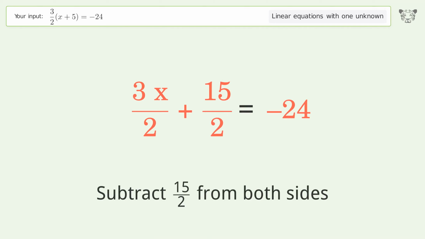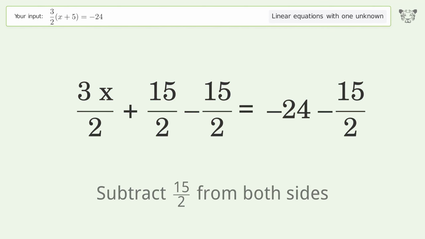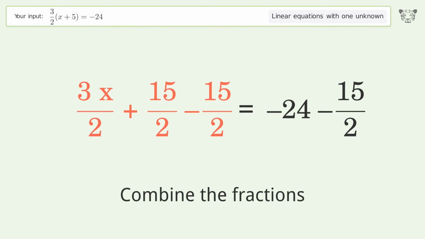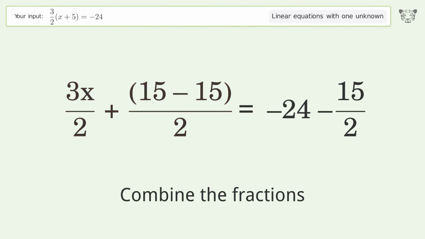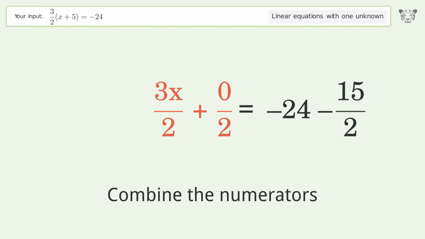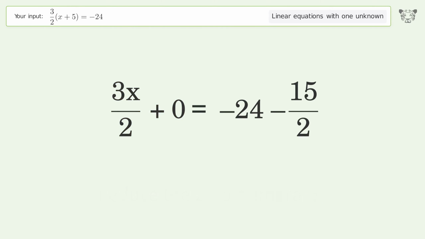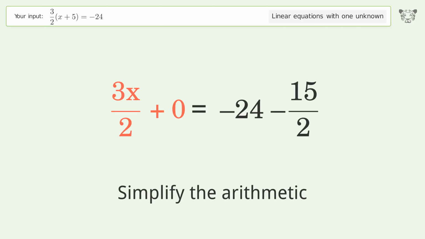Subtract 15/2 from both sides. Combine the fractions. Combine the numerators. Reduce the zero numerator. Simplify the arithmetic.